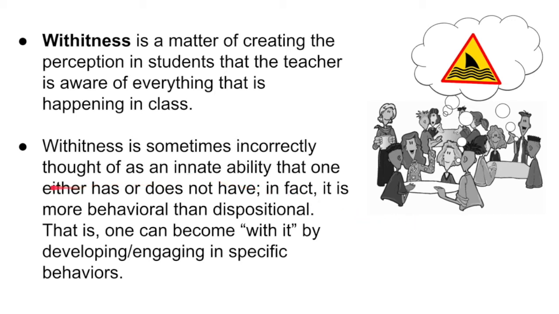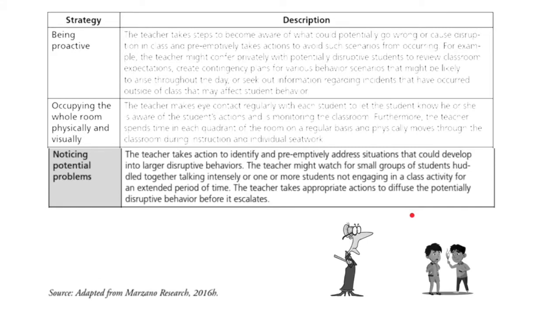Withitness is sometimes incorrectly thought of as something that either a person has or they don't have. And the truth and important reality is that each of us can become with it by developing and engaging in these specific behaviors. Moving, monitoring, and always paying attention visually to what's going on around us. We want to be in a part of the classroom at all times where we can see either directly or through our peripheral vision what all students are engaged in, so that we can pay attention, process, and help our students to learn more effectively.